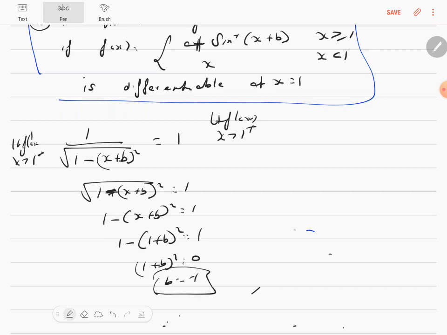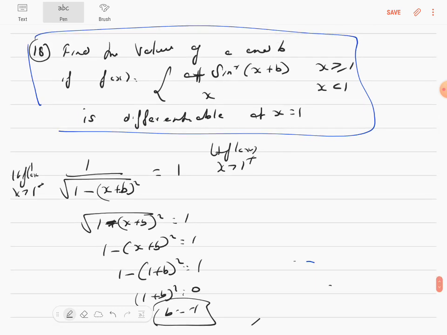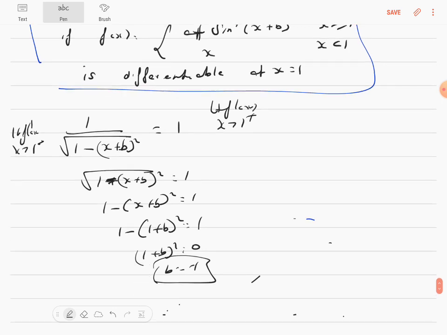So once you find b, what was the question? Was the question only about finding b? Find the values of a and b. a disappears, so irrespective of the value, a can be any value. So a can take any element of R. Let me check the answer one second.